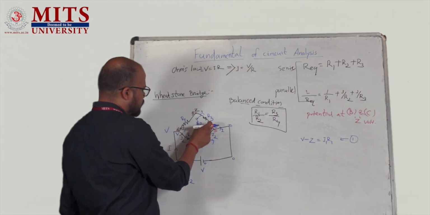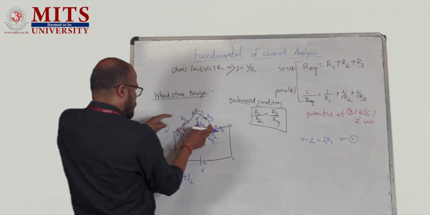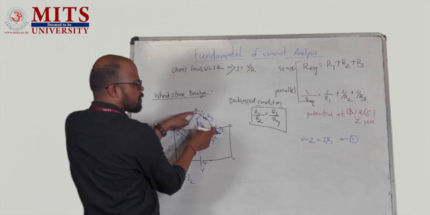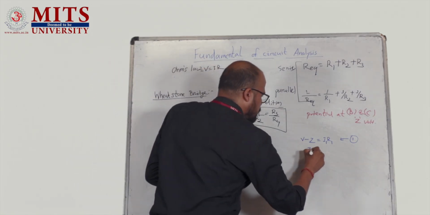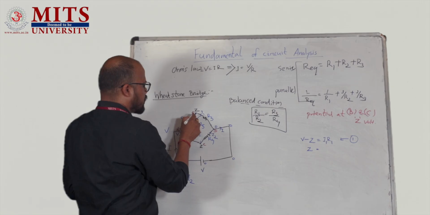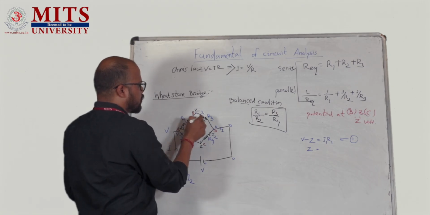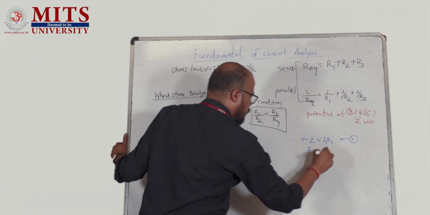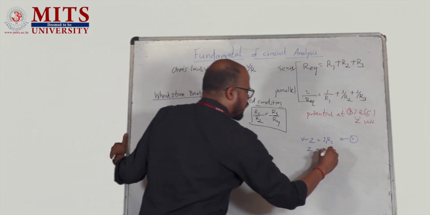Similarly for this, if you see carefully, what is the potential difference? Z minus 0, so this is equal to Z, because this is at higher potential and this is at lower potential, only then will the current I1 flow, and which is equal to I1. And what is the resistance? R3.